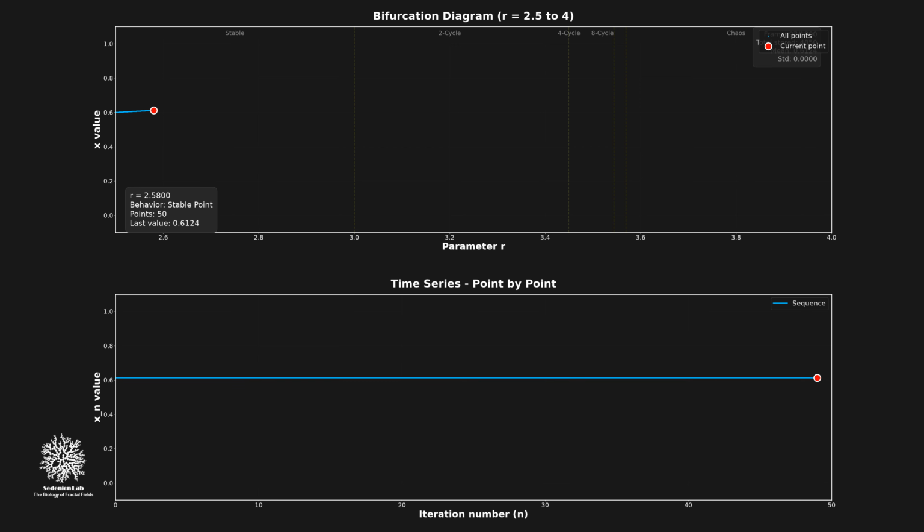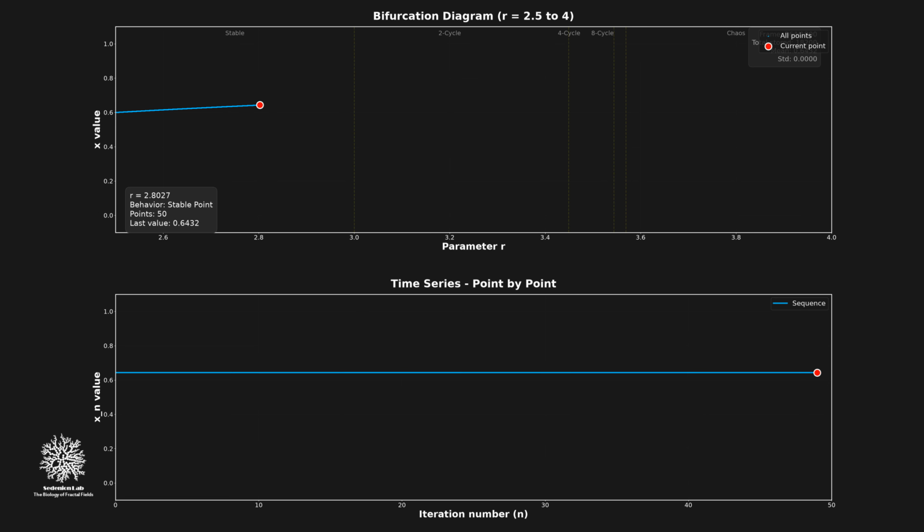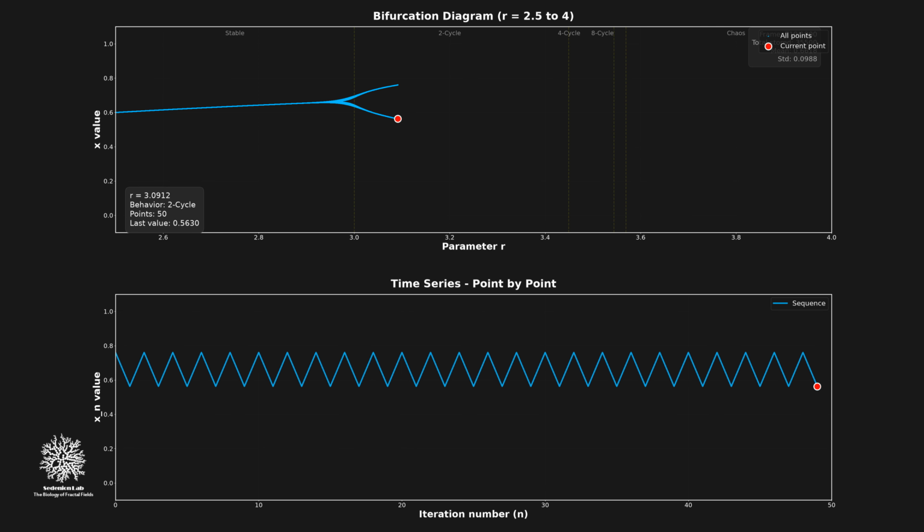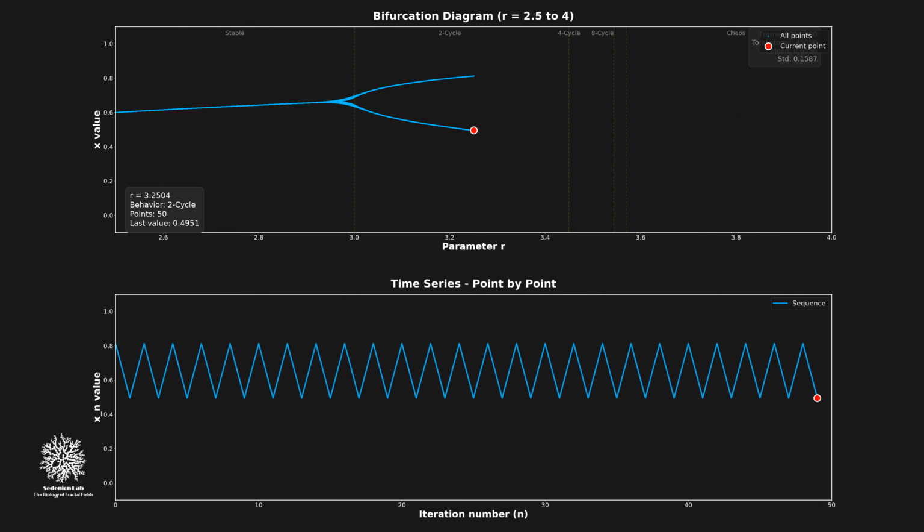As r increases from 2.5 toward 3.0, the fixed point gradually changes, but the behavior remains fundamentally the same, one stable value. However, as we approach r equals 3.0, something remarkable begins to stir. The system is preparing for a dramatic transformation.